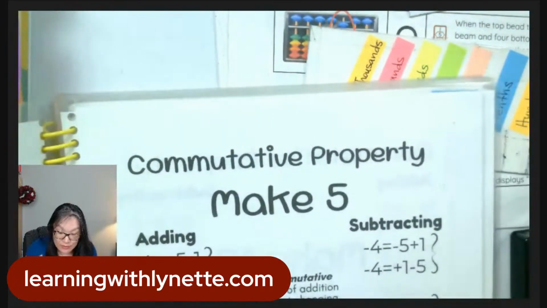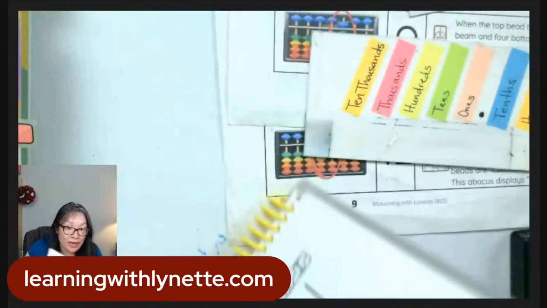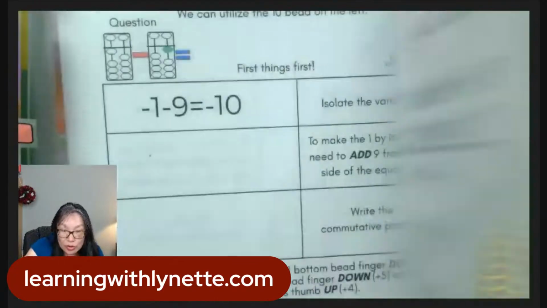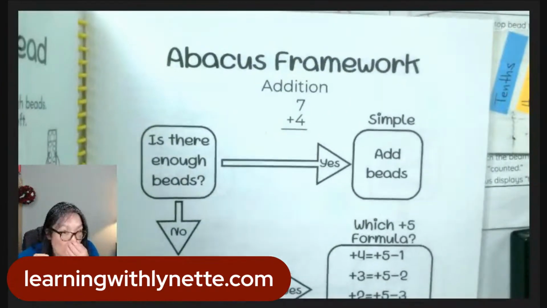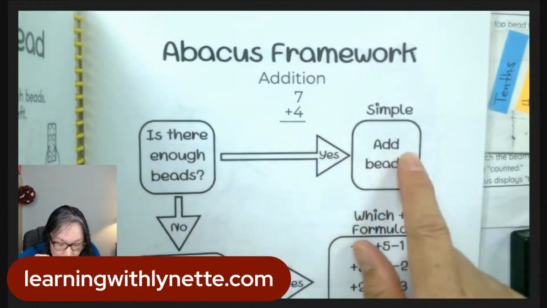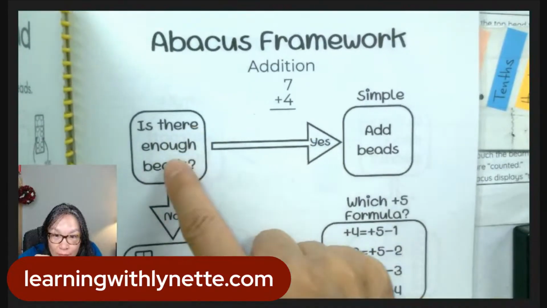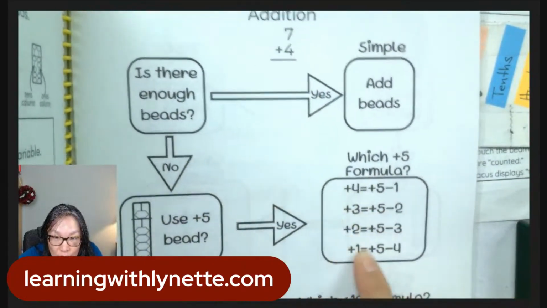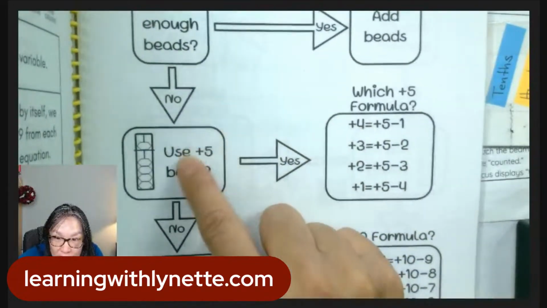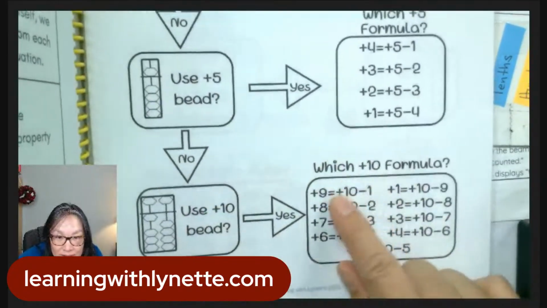Building resources. This was fun. I really like this. I have actually built out the framework and how to make it. Why are we using what we're using? If there's enough beads, then you add the beads. If there's not enough beads, then you use the formula. If you cannot use the 5, then you use the 10, and this is the formula.